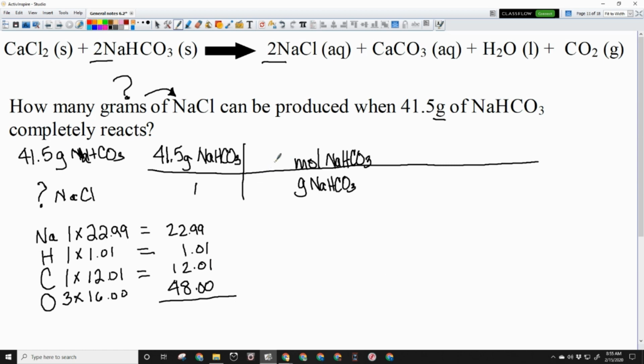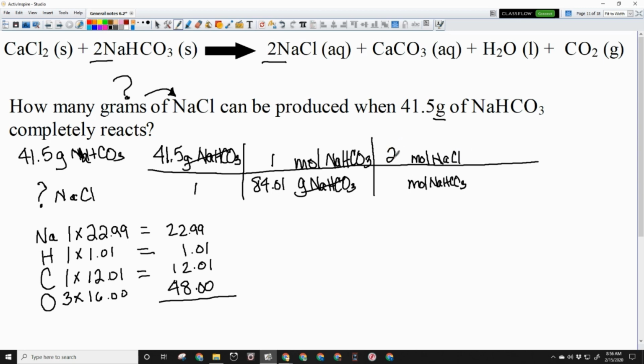So 1 mole of sodium bicarbonate is 84.01 grams. Cancel what you can cancel. We can cancel out grams of sodium bicarbonate, and now we have moles of sodium bicarbonate. Once we're in moles, we can convert from sodium bicarbonate to sodium chloride using the molar ratio from our chemical equation. We want to get rid of moles of sodium bicarbonate and convert this to moles of sodium chloride.